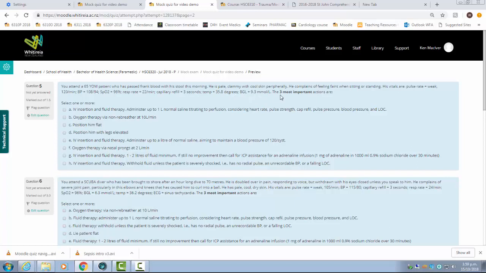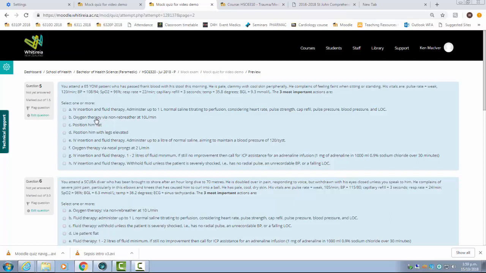BGL 9.3. The three most important actions are, so to me, he sounds shocked. It's pretty clear that he's been losing some blood from a GI bleed and that he is exhibiting signs of shock. So I'll be looking for, let's just go for the basic stuff to begin with. I'll come back to the fluid. So oxygen therapy, well, his SATs are 96.